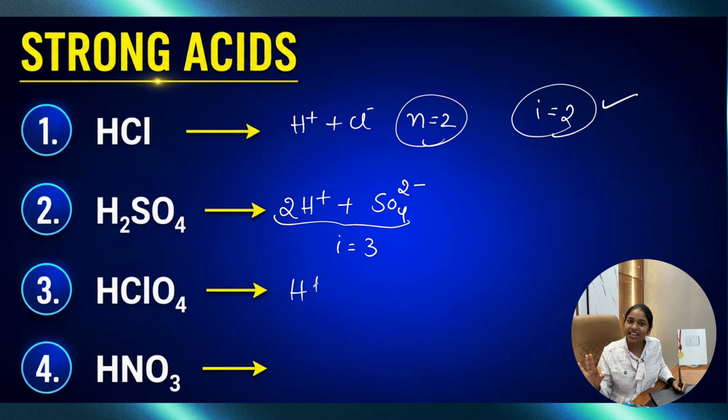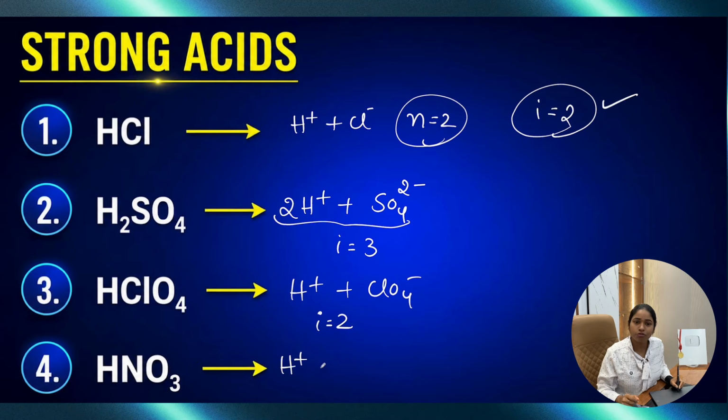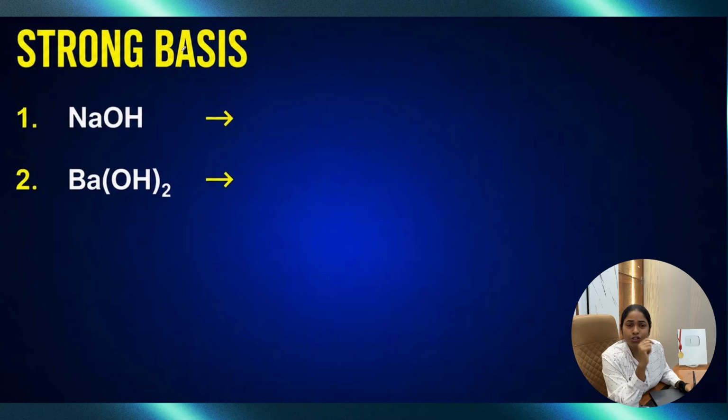In this case, HClO4, how will it break? Tell me. Like this. What is the number of particles? 2. So i value is 2. HNO3, how will it break? It will break into H+ plus NO3-. So what is the number of particles here? 2. So what is the i value? i value is 2. Easy. Very, very easy, right? Now see, strong bases. How can you do this? NaOH dissociates into Na+ plus OH-. So the number of particles we get is 2.